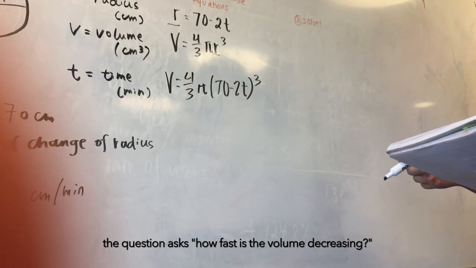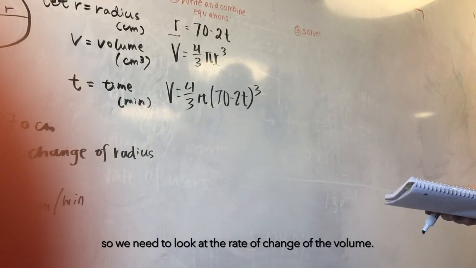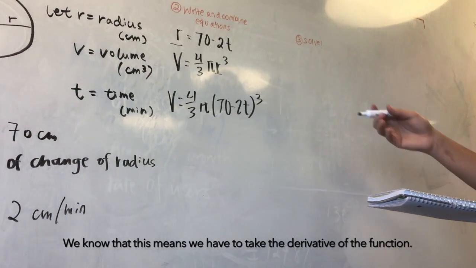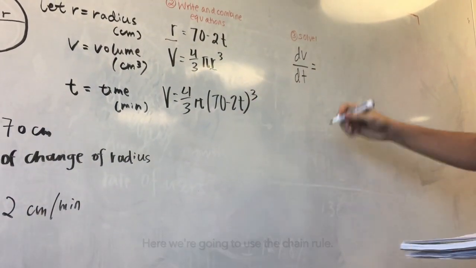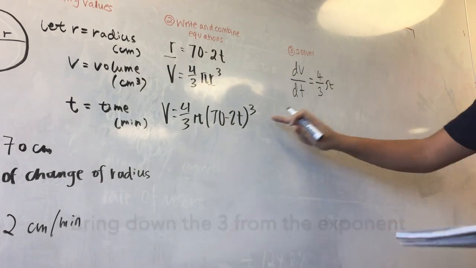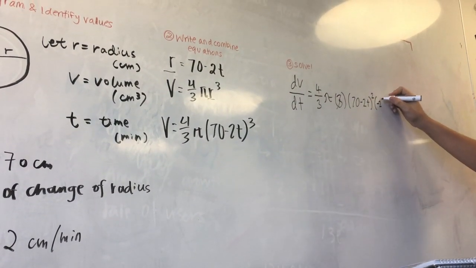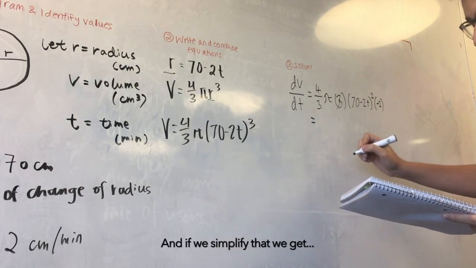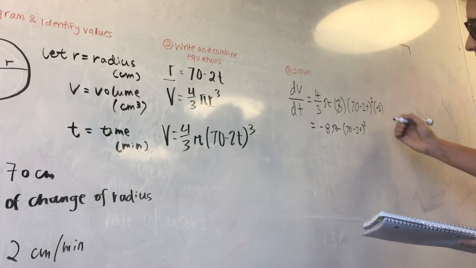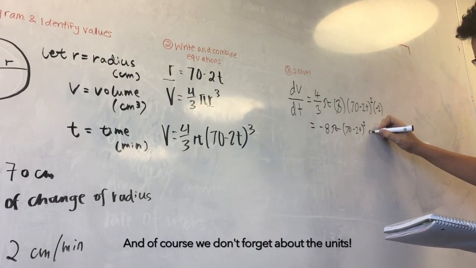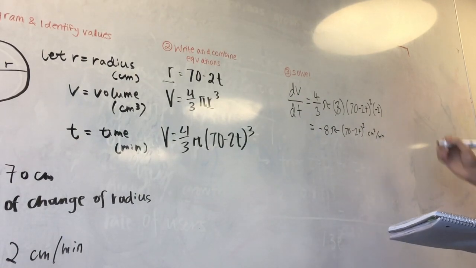how fast is the volume decreasing. So we need to look at the rate of change of the volume. And we know that that means that we have to take the derivative of the function. And here we're going to use the chain rule. And if we simplify that, we get... And of course, we don't forget the units, centimeters cubed per minute.